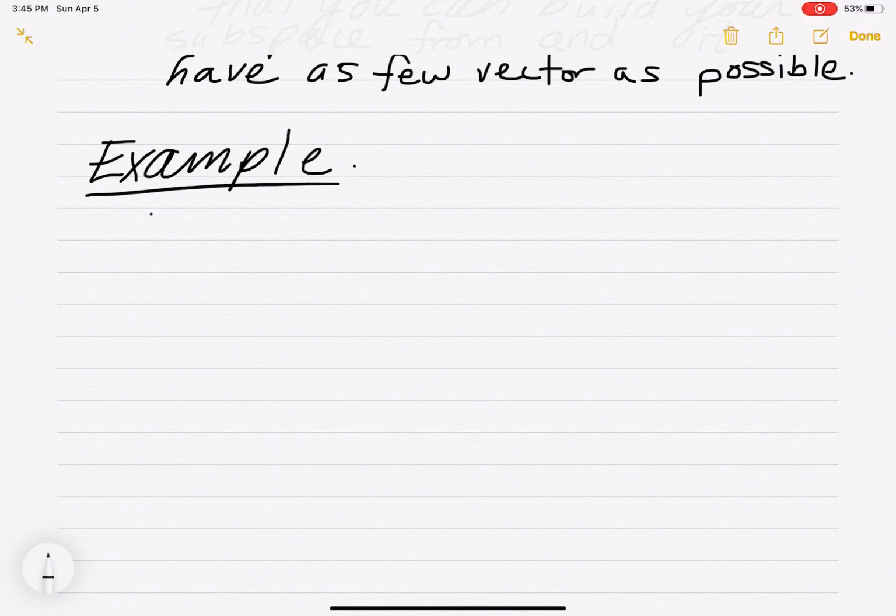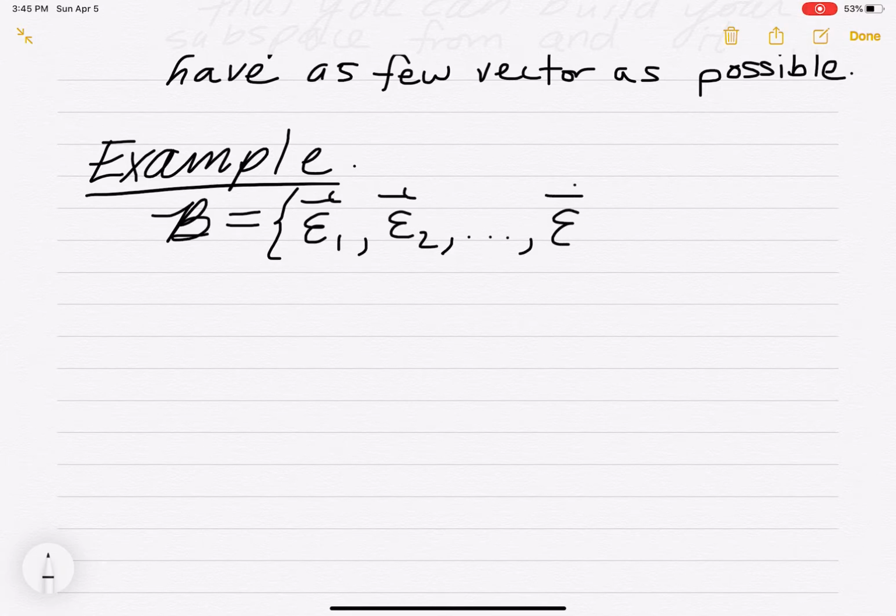Let's say B consists of the vectors epsilon 1, epsilon 2, through epsilon n, and these are in Rn. All these vectors are in Rn. So you have 1 with a bunch of zeros, 0, 1 with a bunch of zeros, and so on and so forth. A bunch of zeros and then a 1 for your last vector.